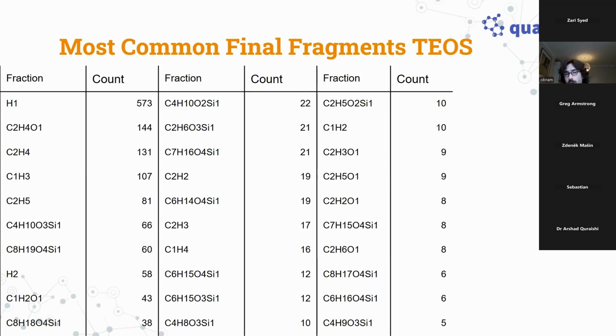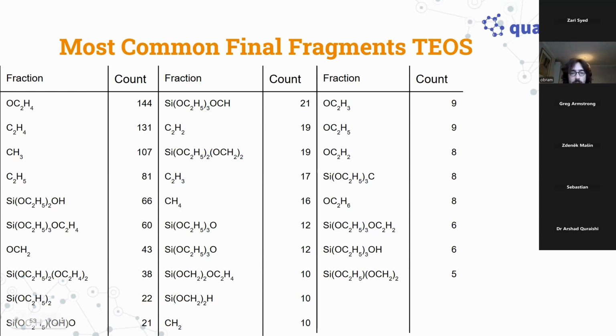So the software, the program that we've written, also can look at the final most common fragments that we put together. And we can remove the slightly less interesting hydrogen and H2 fragments, and we get the proposed fragments from the TEOS dissociation.